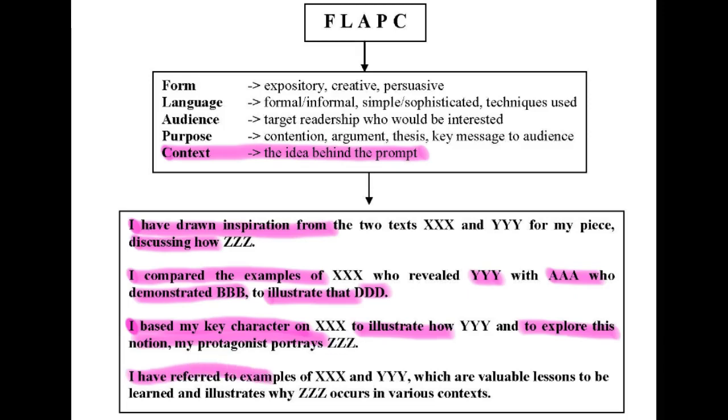I have referred to examples of X, X, Y, Y, which are valuable lessons to be learned, and it illustrates why Z, Z occurs in various contexts. And you can see here in these sentences, you're comparing things, and then you have the consequence, or you have the reason why. So follow that kind of template for when you're explaining your context.